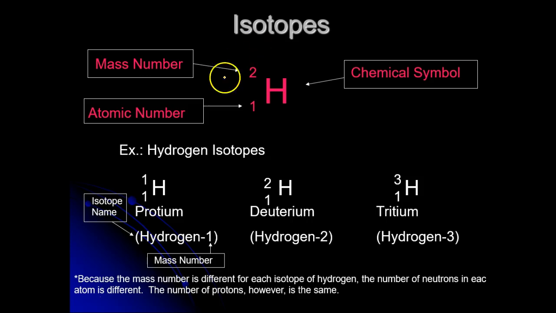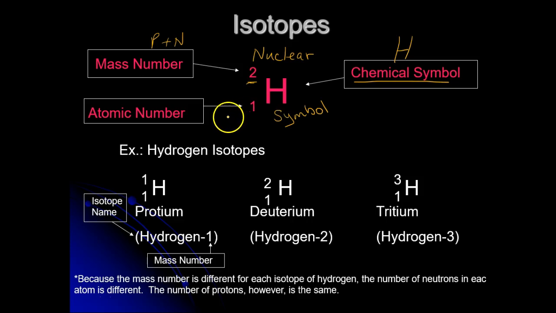Okay, this is the part that you definitely need to have. This symbol right here is called a nuclear symbol. This right here is the chemical symbol. Without the 2 or the 1, it's just the chemical symbol. So just hydrogen is the chemical symbol. The mass number is how many protons plus neutrons we have. The atomic number is on the periodic table. It is the number of protons.